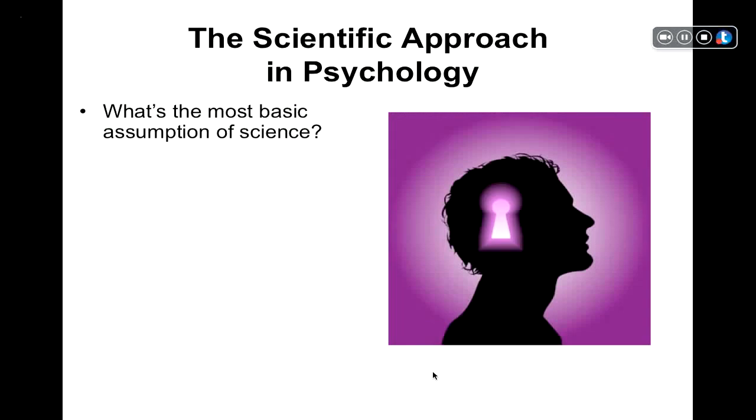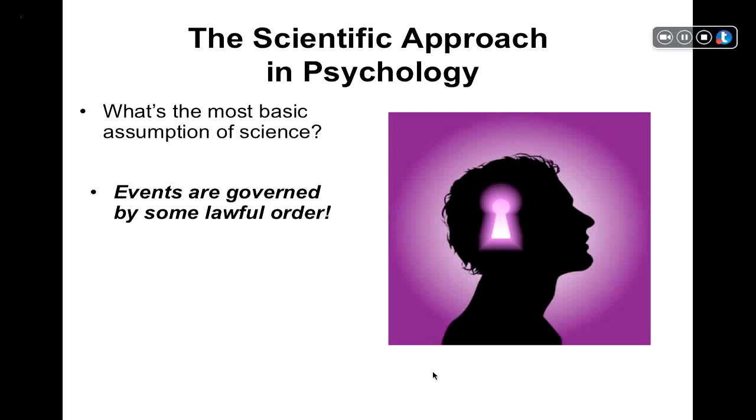So a little bit more here about the scientific approach. What's the most basic assumption of science? And this is in your text. The most basic assumption of science is that events are governed by some lawful order. So as the astrophysicists look out into the heavens and try to discern the movement of the heavenly bodies and all the laws of nature that are functioning in the management of our physical universe, the psychologist is interested in human behavior and believes that not all human behavior is occurring willy-nilly, but rather that human behavior is explainable because it is following some discernible pattern. There's some lawful order to human behavior.